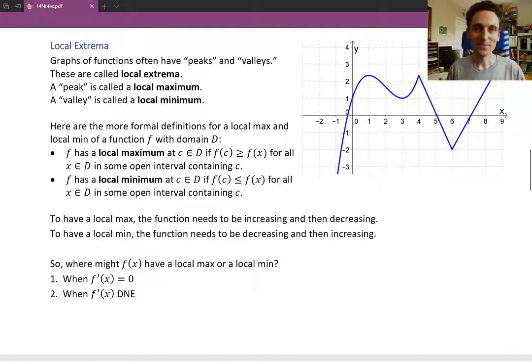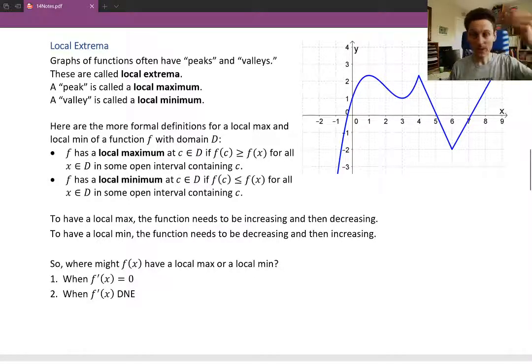Hello and welcome back. You might have noticed that when the sign of the first derivative changed, we sometimes had these peaks, or sometimes had valleys. So we had like a high point on the graph or a low point. These are called local extrema.